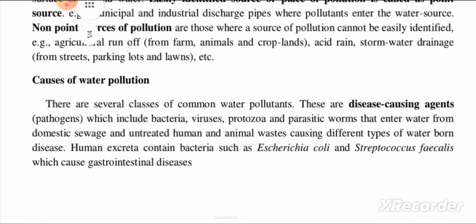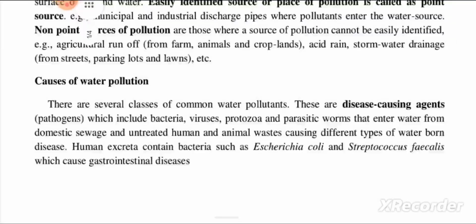Causes of water pollution. There are several classes of common water pollutants. These are disease-causing agents, pathogens, which include bacteria, virus, protozoa and parasitic worms that enter water from domestic sewage and untreated human and animal waste, causing different types of waterborne disease. Human excreta contain bacteria such as Escherichia coli and Streptococcus faecalis which cause gastrointestinal disease.